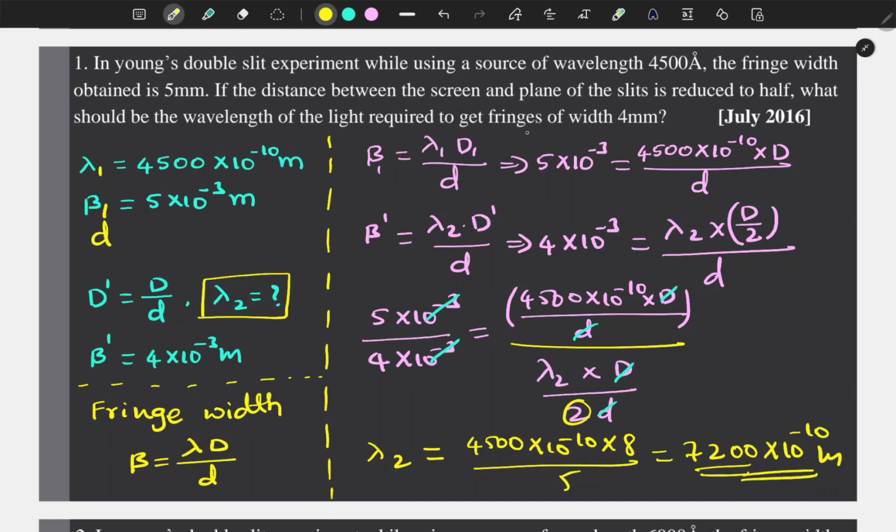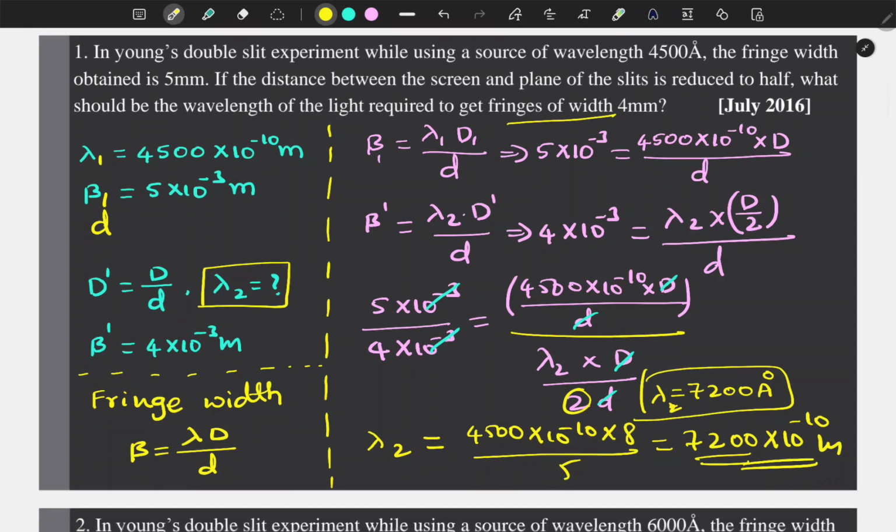The wavelength required is 7200 into 10 to the power minus 10 meter, or 7200 angstrom. This is lambda 2. Okay, let us move on to the next question.